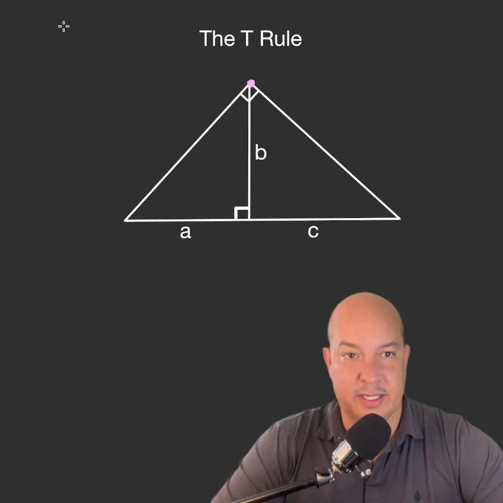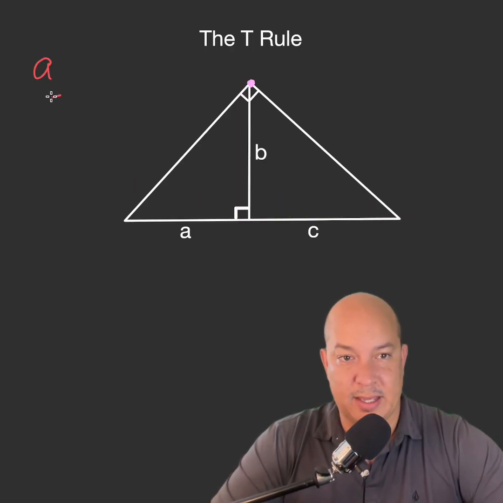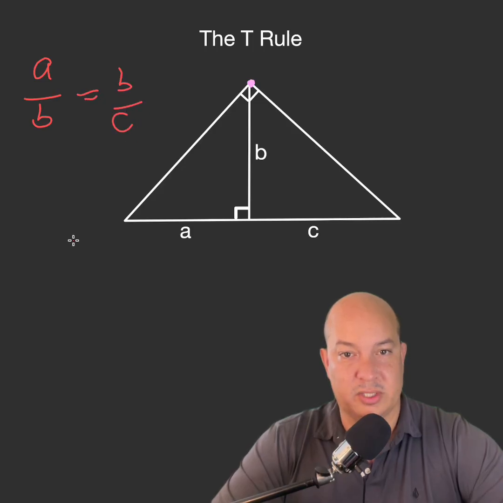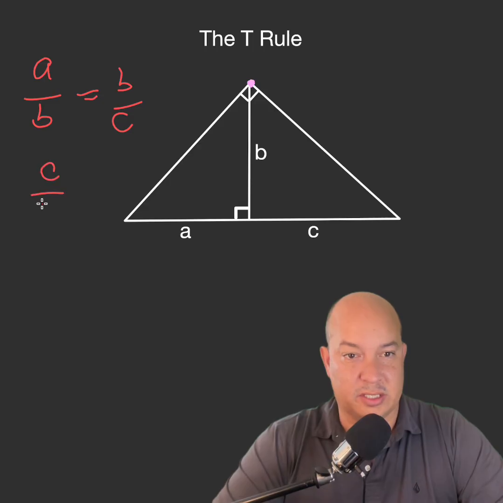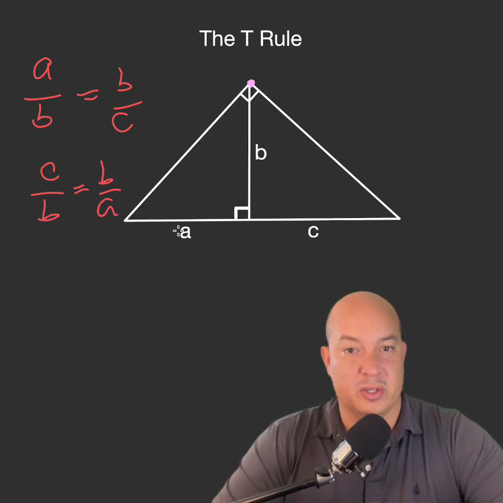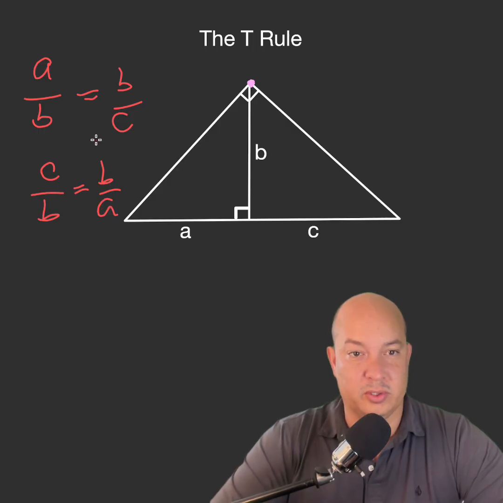So let's go ahead and just write that out. A over B equals B over C. Or, like I said, you can do it in the opposite direction. C over B equals B over A. So that's the T rule, and we're going to use that rule.